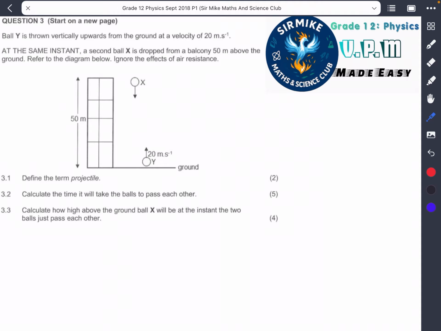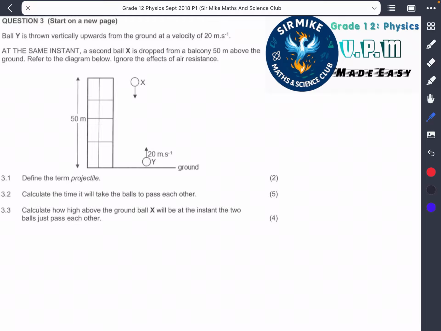For 3.2, do not be alarmed by what I just said: projectile motion and projectile are the same things. But do not confuse free fall and projectile motion. Those are completely different things.